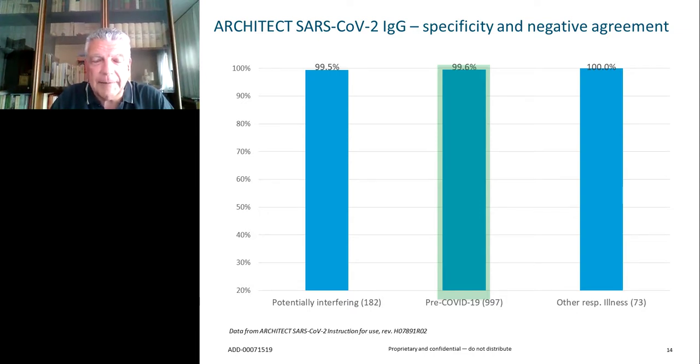Specificity and negative agreement may be looked at differently. So you may take samples with potentially interfering conditions, which is a classic in laboratory medicine. You may take samples from other respiratory illnesses, possibly similar to the one we are dealing with, or you may take the samples that have been collected in the pre-COVID era. And this is a true specificity because, of course, since the virus was not circulating at that time, those samples should come up negative. And this is the value that has been checked over the validation of the assay.